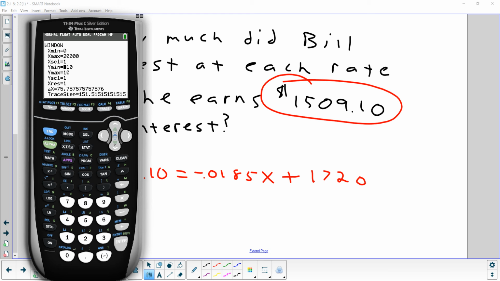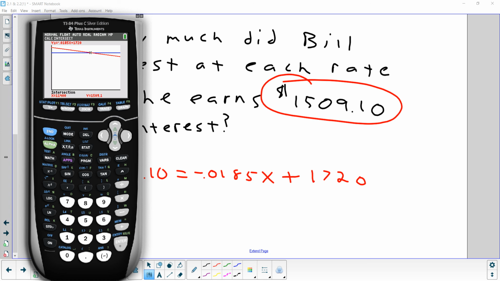Y min, negative interest, doesn't make sense. But we do want to go above 1720. Maybe 1800. I think that'll be enough. So there's the line representing how much interest he earned. There's the equation for total interest. And we're going to see where they cross. Second calc intersect. Enter, enter, enter.